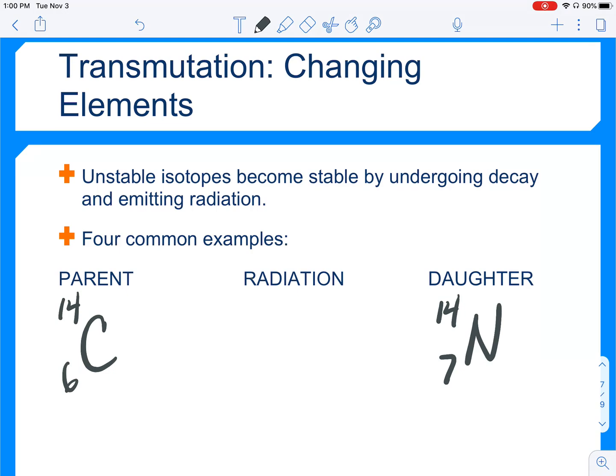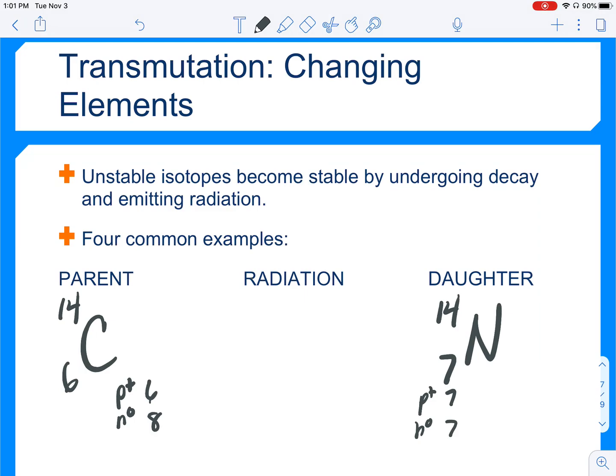So we have 7 protons. Let's work this out. Protons, neutrons, electrons. Actually, I'm going to leave that off because we don't worry about that. We have 6 protons, 8 neutrons, and then over here we have 7 protons, 7 neutrons. So we have gained a proton, lost a neutron.